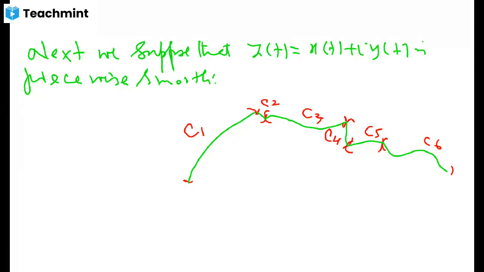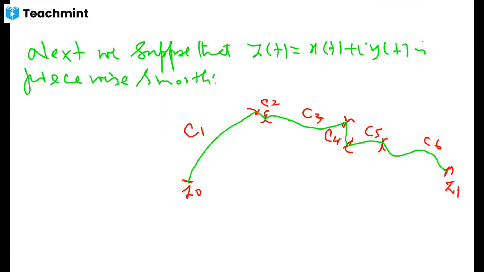Now what you are going to do is apply the first case over each piece. C1 is a smooth contour, C2 is also smooth, so each piece is a smooth contour, and combining these pieces makes up the whole of C. Now look at this, suppose the initial point is z naught, and the last terminal point has to be z1.